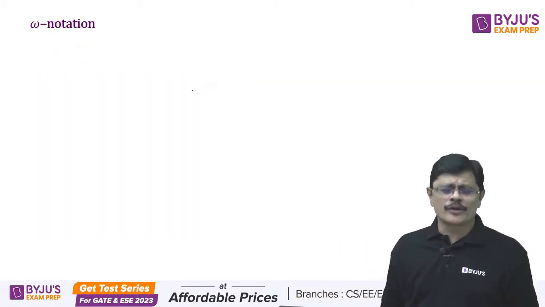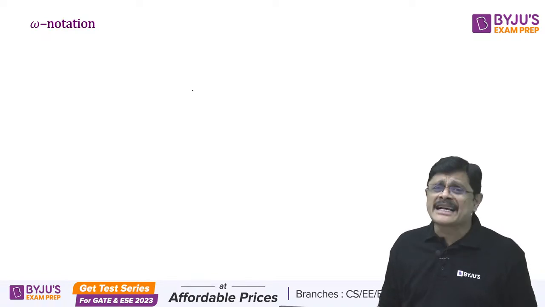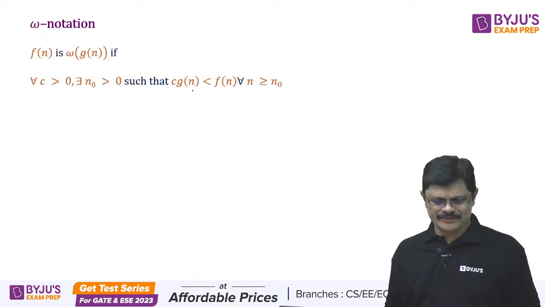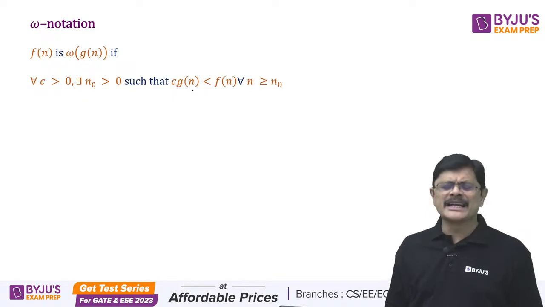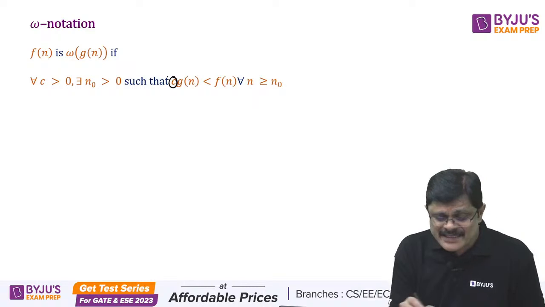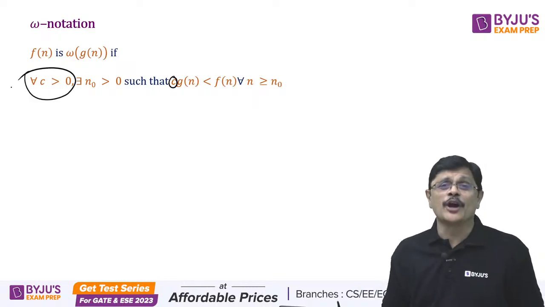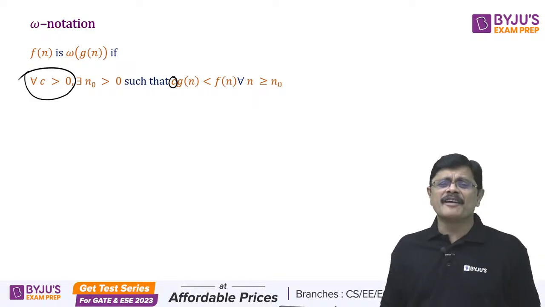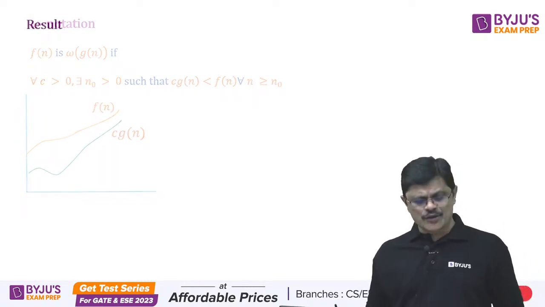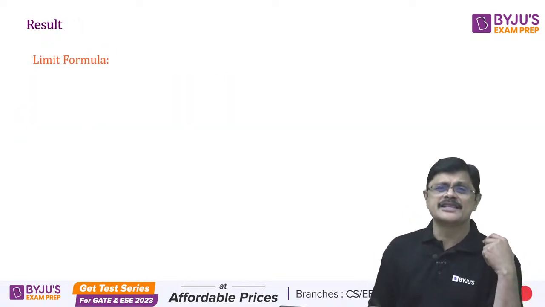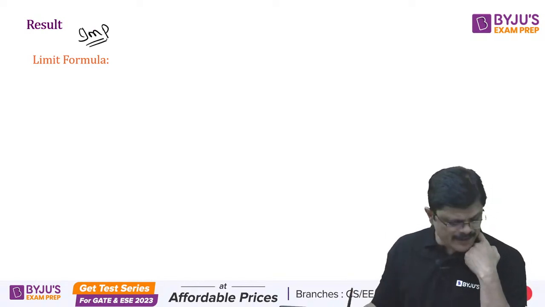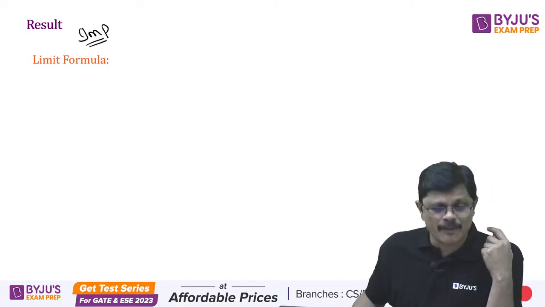And small omega notation is an asymptotic lower bound, which need not be tight, my dear friends. So C times Gn is less than Fn for all n greater than or equal to n naught, whereas this C is not a single C. You have to prove it for every C. But verification for every C is very difficult. So we generally use this limit formula. This is the most important formula, which helps you in solving many problems.